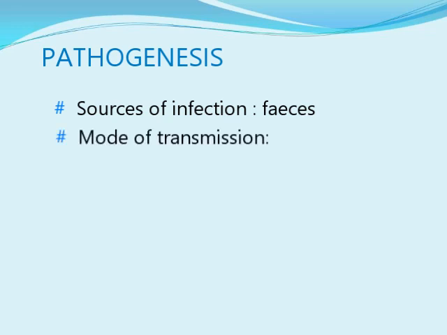Next is the mode of transmission. It is how a person gets infection from the patient or how the patient transmits infection through various modes. Here first is fecal-oral route. The virus can be transmitted from the feces of the patient to the oral cavity of the healthy individual by contaminated hand or unhygienic practices.